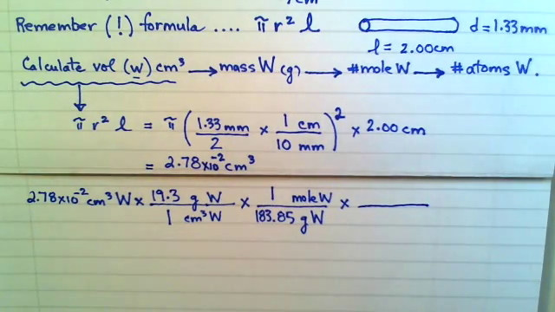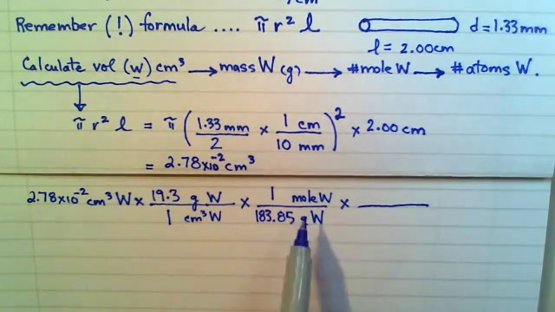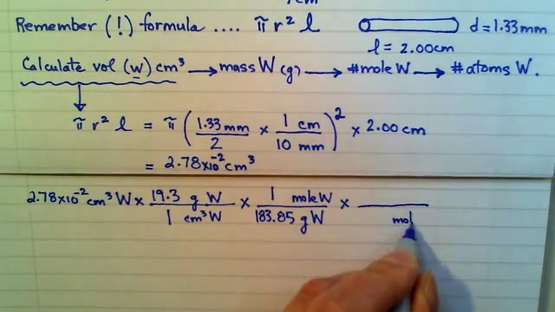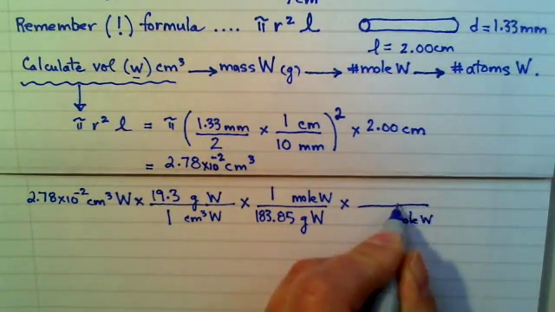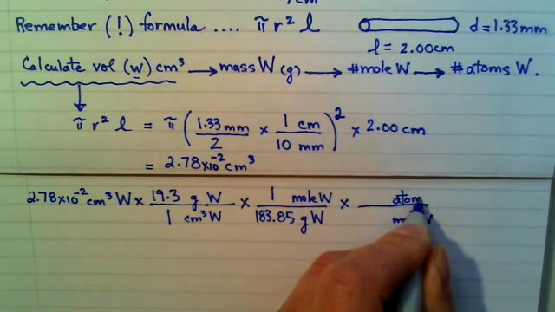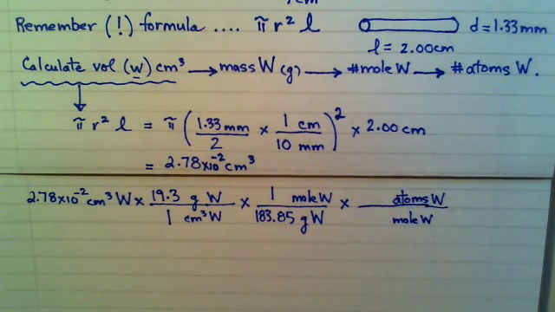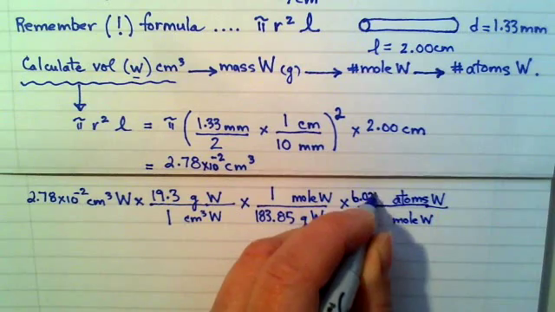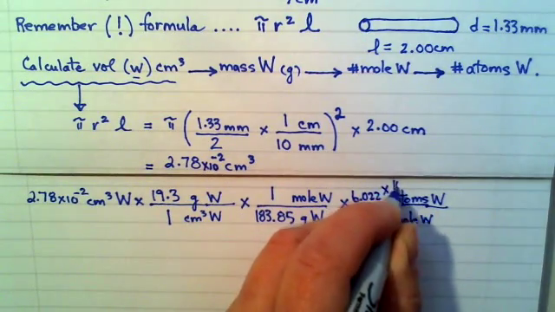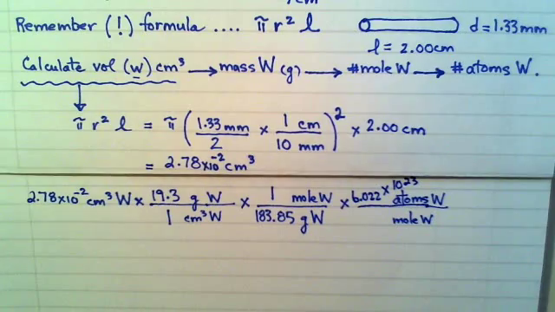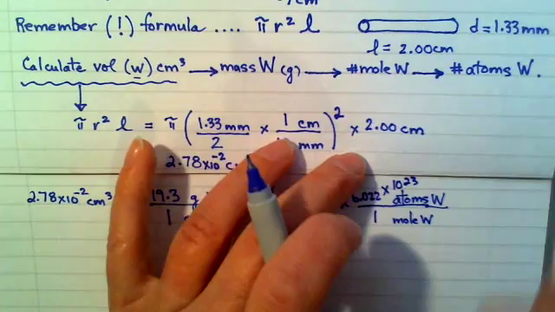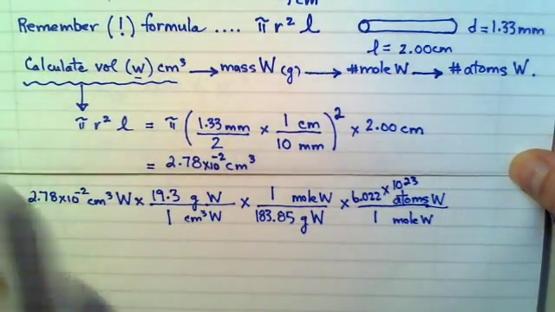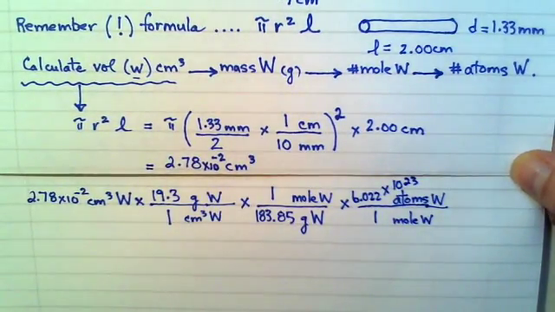I'm using Avogadro's number as a conversion factor now to convert moles of tungsten. So I want to get rid of this into a number of atoms of tungsten. So in a mole of anything, I know that I have, and this is not going to fit on here, 6.022 times 10 to the 23 in a mole. So let me hold that down here. That didn't fit very well. I wrote my unit first.